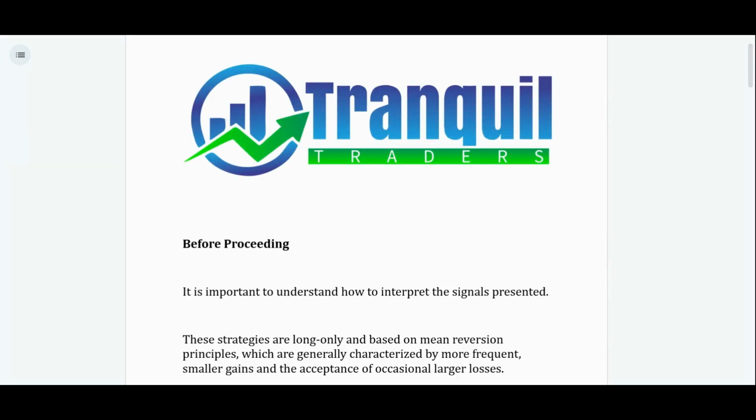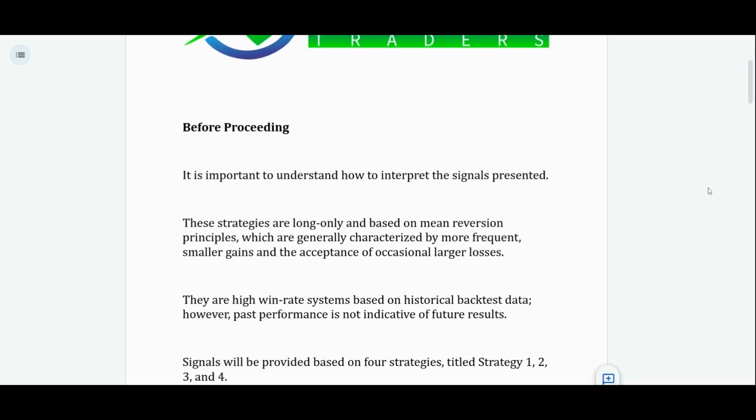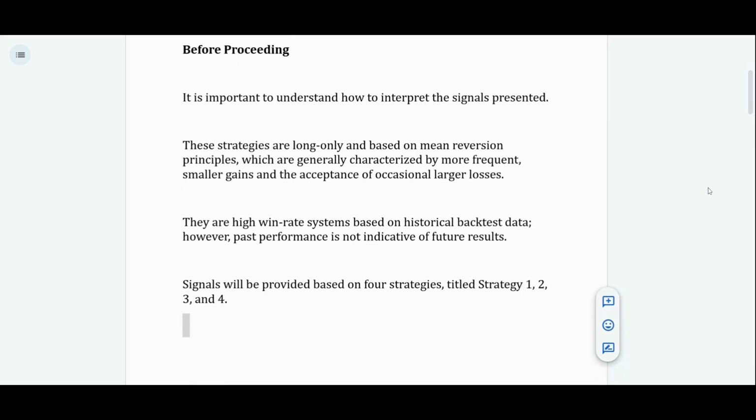Before proceeding, it is important to understand how to interpret the signals presented. These strategies are long only and based on mean reversion principles, which are generally characterized by more frequent, smaller gains and the acceptance of occasional larger losses. They are high win rate systems based on historical backtest data. However, past performance is not indicative of future results. And we will go over the backtest data later in the video.